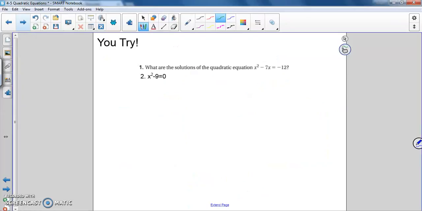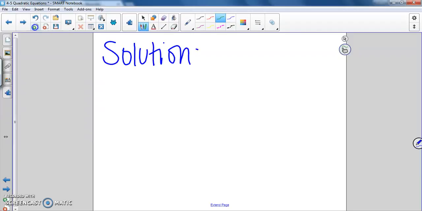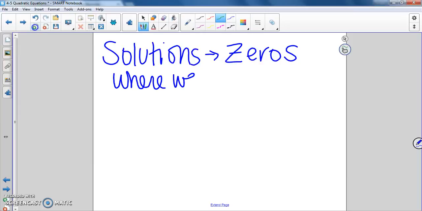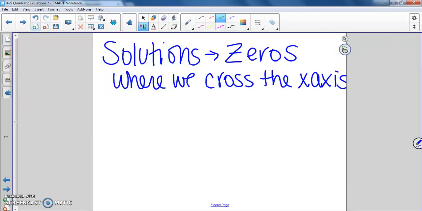A real quick summary before you guys go and try on your own. We need to remember that our solutions, also known as zeros, is where we cross the x-axis. If that's where we're crossing the x-axis, this is where y is equal to 0. So that's why we're setting our equation equal to 0.